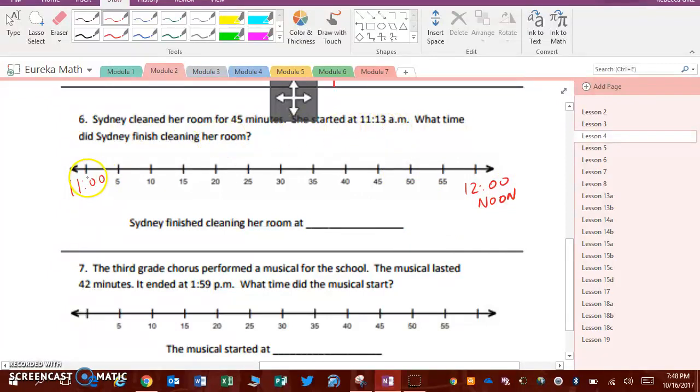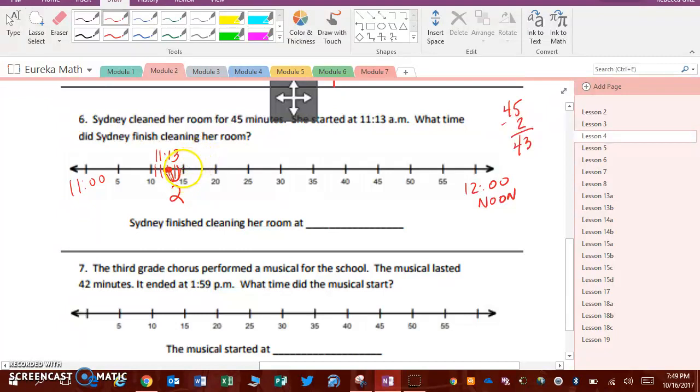Let's find 11:13. So 13 is in between 10 and 15, so that's 11, 12, 13, 14. So here's 11:13. She worked for 45 minutes, so we've got to add on 45 minutes. So here, if you count by ones, this is 2. Okay, so that means if I had a total of 45 minutes, and I've already counted 2, I have to count on 43 more minutes. So now I can count by 5s and not go too far.